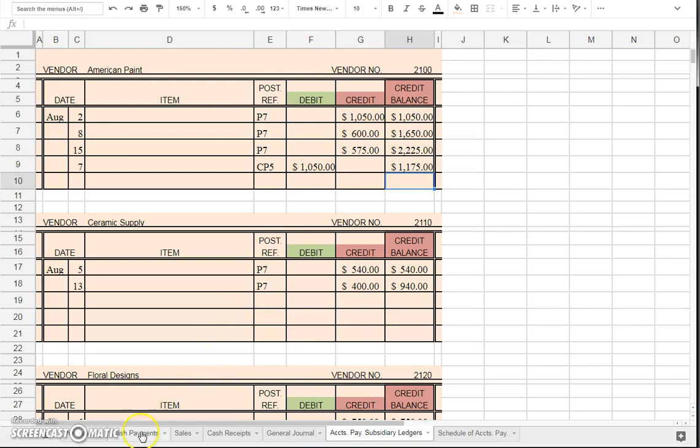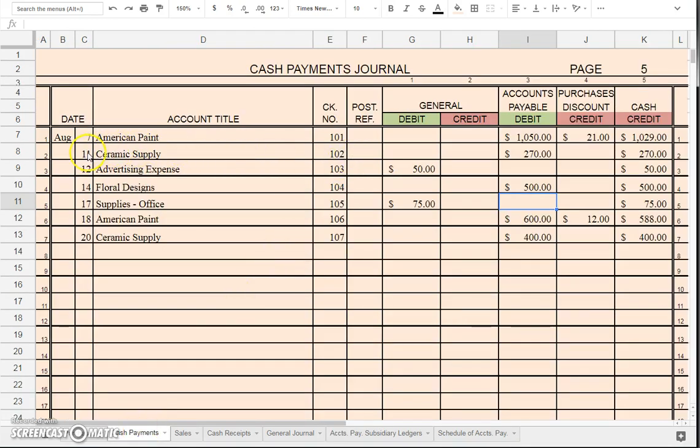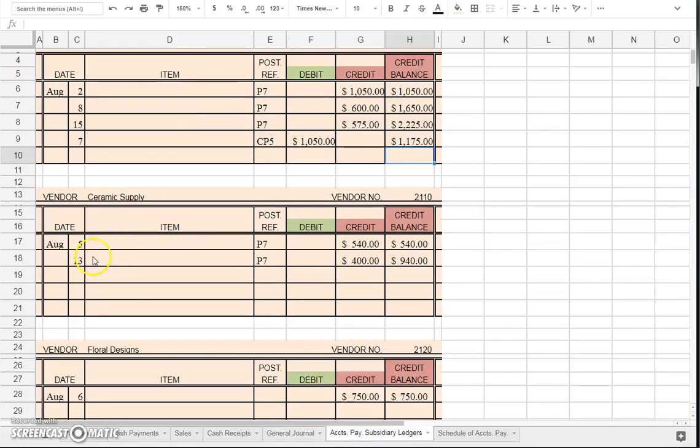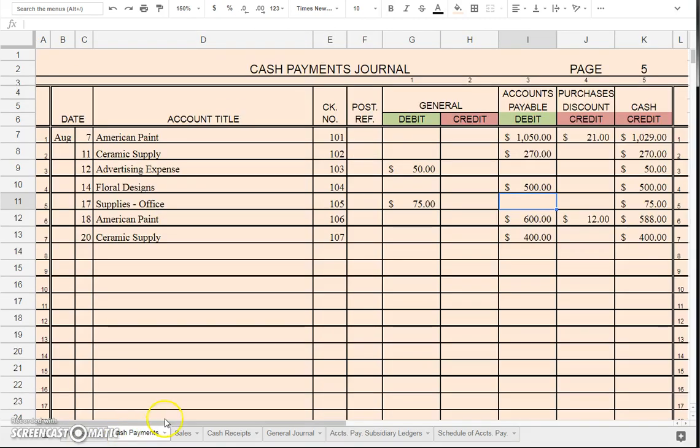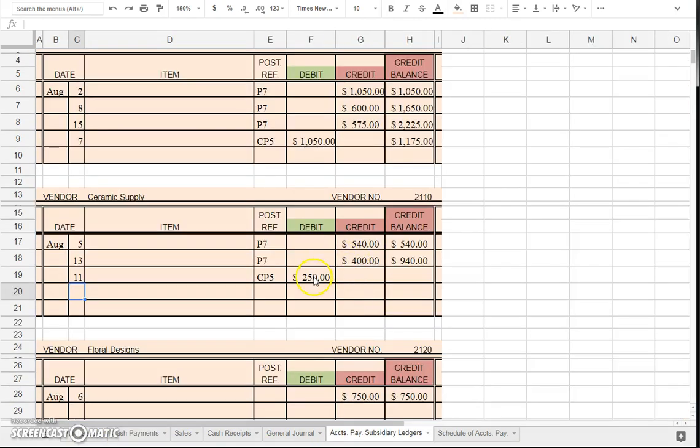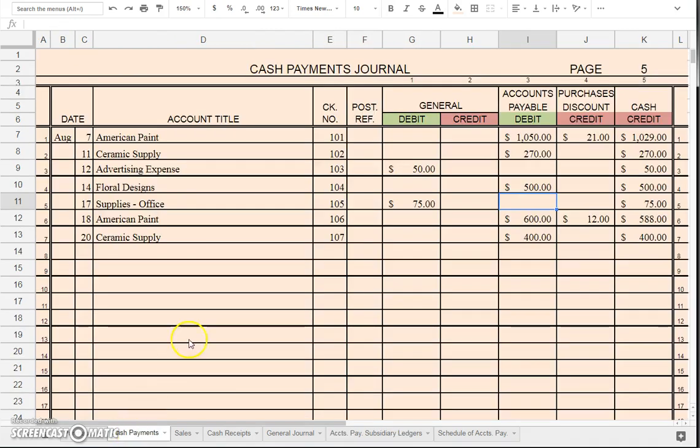All right, let's record a few more. Here's ceramic supply, August 11th, debit of $270. So ceramic supply, August 11th. It's coming from CP5, and it's a debit of $270. Remember, credit balance, debit transaction, got to subtract. Okay. Let's do one more.